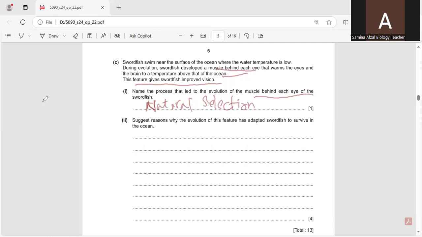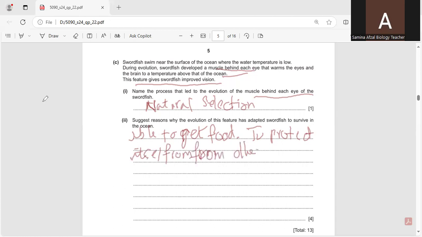So, first of all, I would like to say that this organism or this fish will be able to prey on the other for food. Able to get food. And secondly, to protect itself from other organisms such as whale and shark.